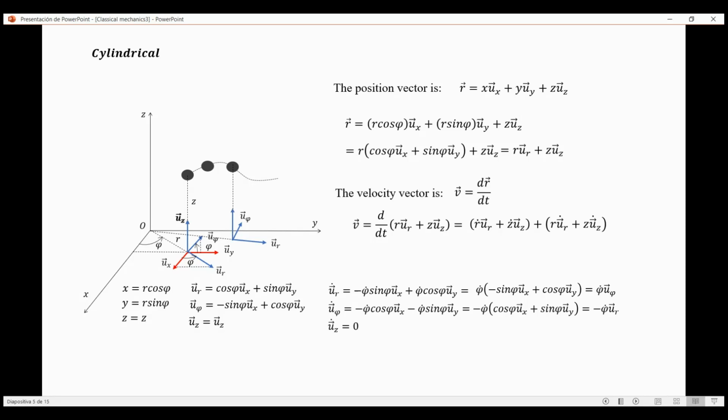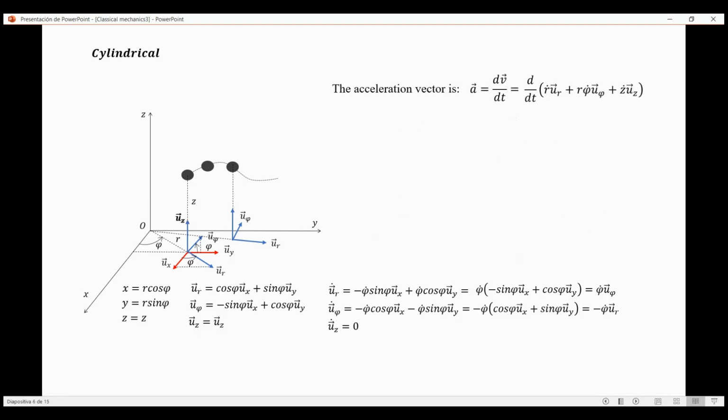and of course the derivative in time of uz is 0 because it remains constant. So we substitute here, and we would get, this remains the same, r dot ur plus z dot uz and r multiplying phi dot u sub phi. And this is the expression for the velocity in cylindrical polar coordinates.